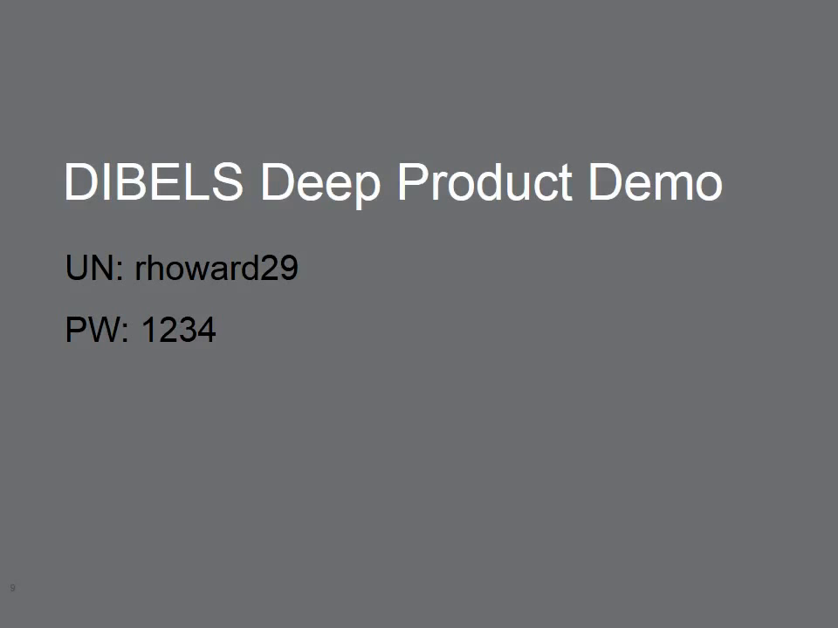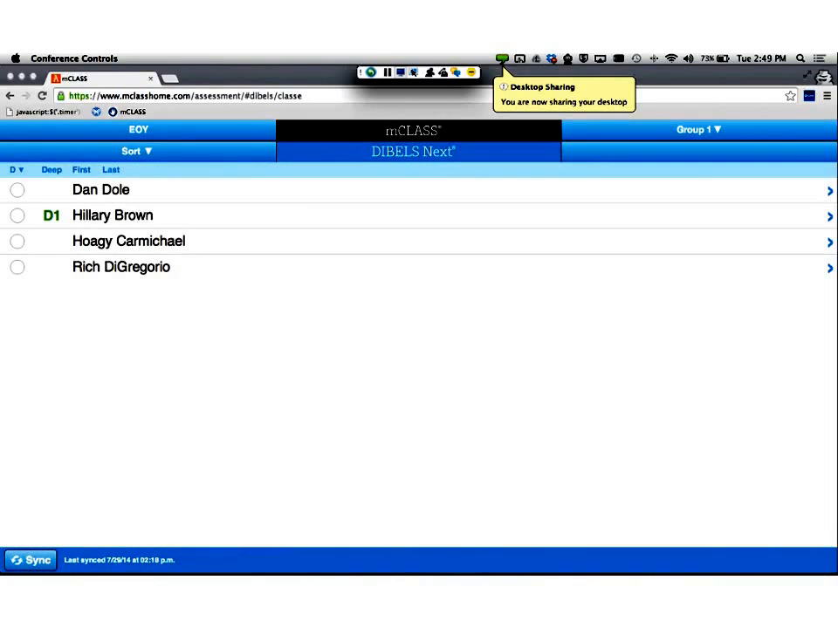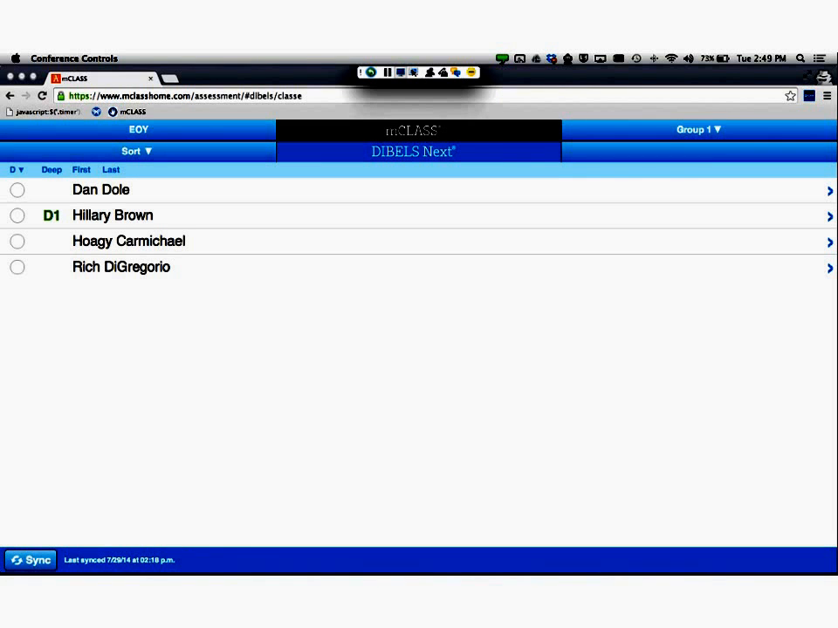It is a product that we've been demoing with Colorado for the last... So I have a class loaded up here. This particular username is rhoward29. Password is 1234. And this class is group 1. You see we have 4 students that we can assess.